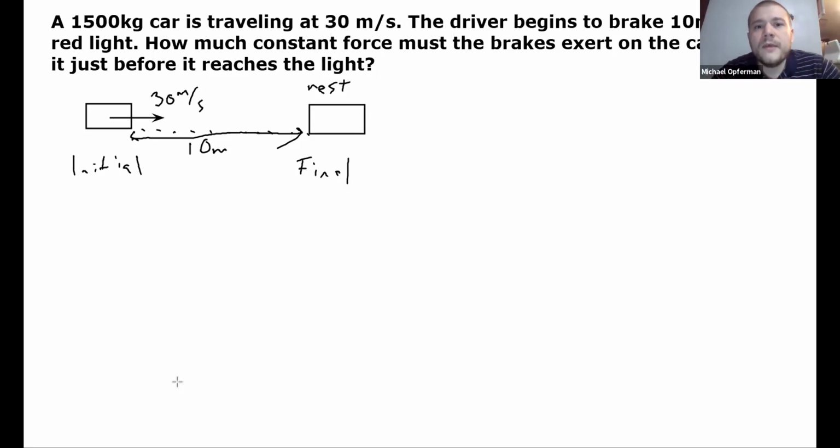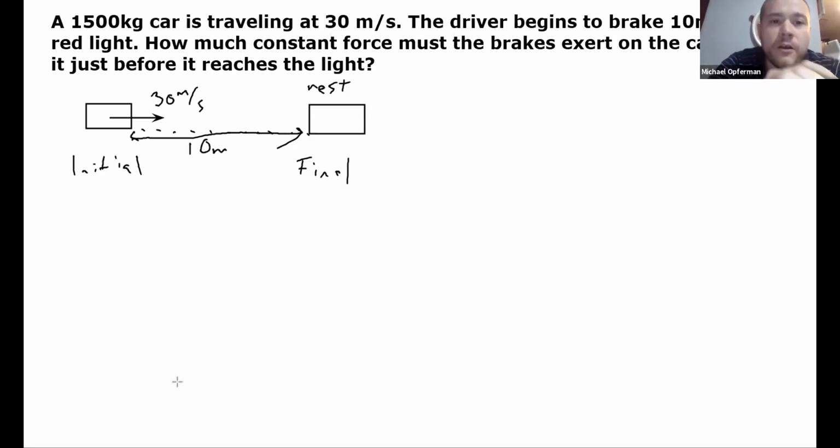Okay, so let me reread the question again, this time with an eye for not just any old information, but specifically there are 5 kinematic variables: displacement, initial velocity, final velocity, acceleration, time. So I need those 5 things. I'm looking for 3 out of the 5, hopefully.